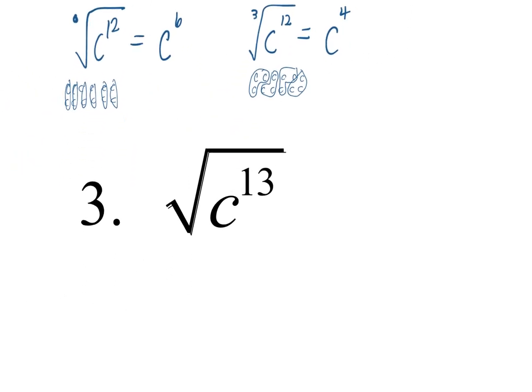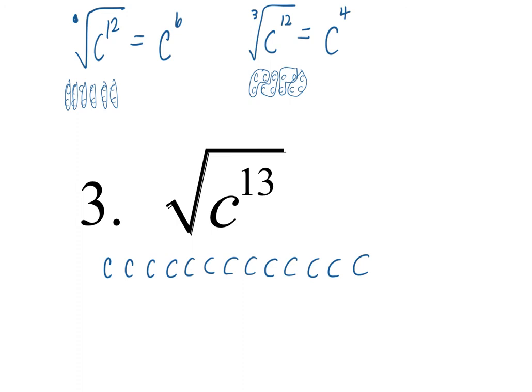So we're going to draw out, not c to the 12th, c to the 13th. We're going to draw out 13 c's this time. I just drew them all side by side. C to the 13th means literally to write that out, multiply by itself 13 times.